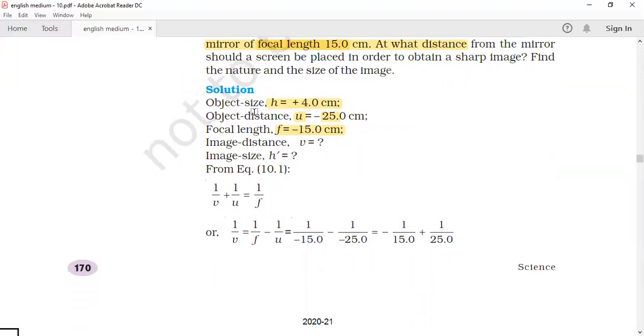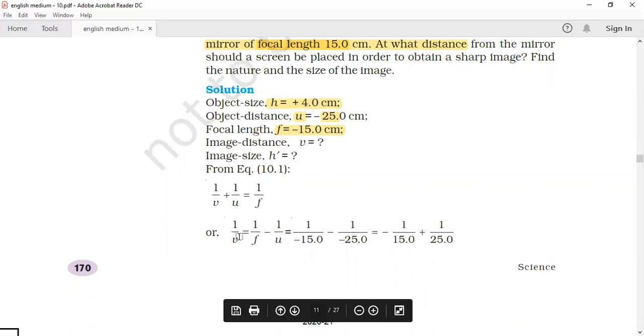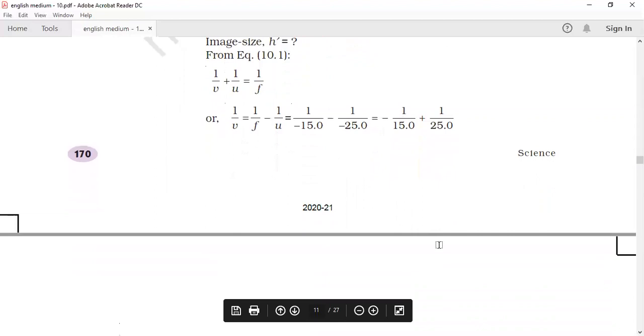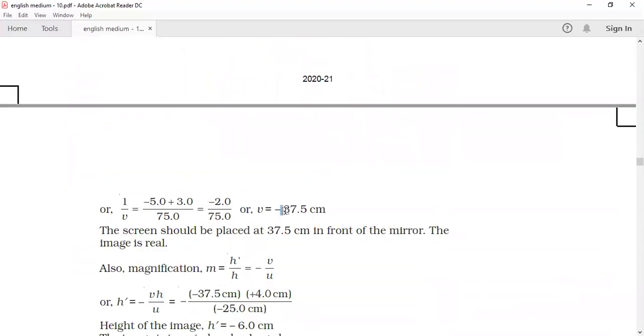So friends, the same equation 1 by v plus 1 by u is equal to 1 by f. Here we have value f directly, so directly put the value of f and u. So definitely we found the answer after mathematical steps. The answer should become minus 37.5 centimeter. So the screen should be placed at 37.5 centimeter in front of the mirror. The image is real. Whenever the answer for image becomes plus, it is virtual, and when it is minus, it is real.